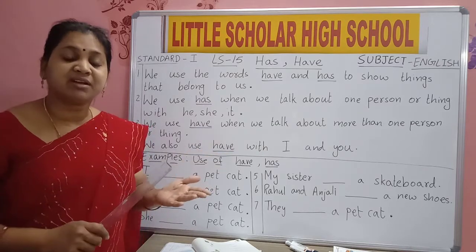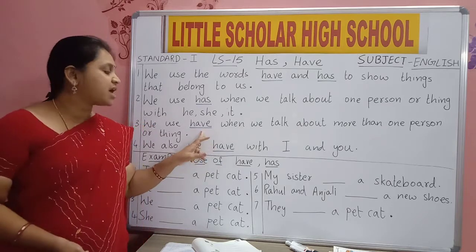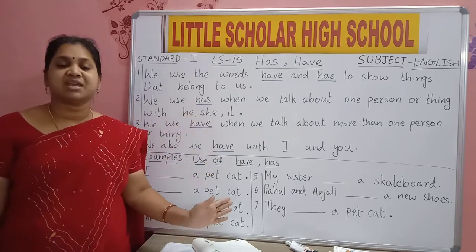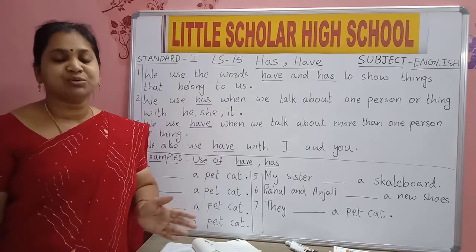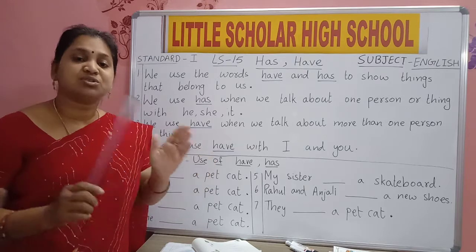We use they when we are talking about many. So when we are talking about many, we use have. They have a big beautiful house. That house belongs to them. Yes, the things belong to someone.